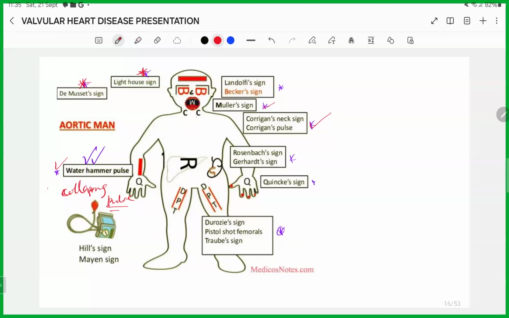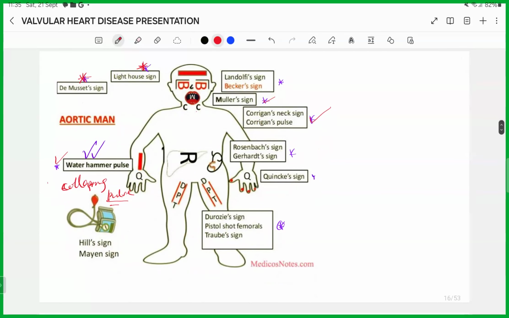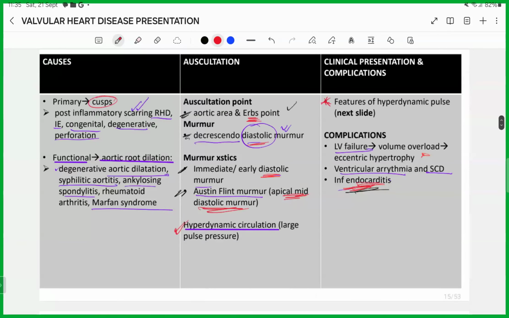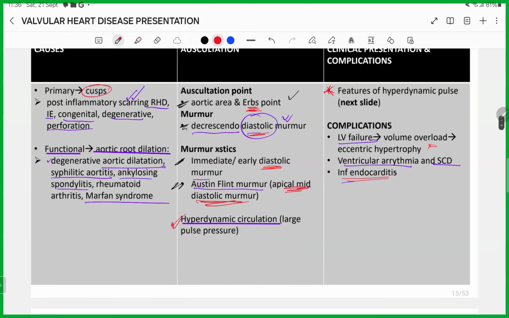You may have pistol shot femoral sounds. There are so many different signs, all associated with the hyperdynamic circulation, which manifests in aortic regurgitation. So complications, again, because of volume overload, you will have eccentric hypertrophy, which will lead to left ventricular heart failure, which could also lead to arrhythmia and sudden cardiac death. And then because the valve has a pathology, it's also at risk of infective endocarditis.